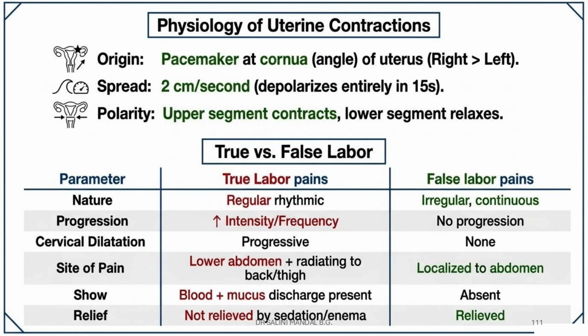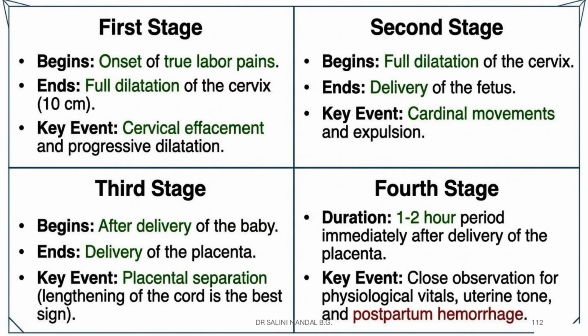Whereas false labor pain is irregular and discontinuous, with no progression and no cervical dilatation. It is localized only to the abdomen, show will not be there, and it is relieved by sedation or enema.